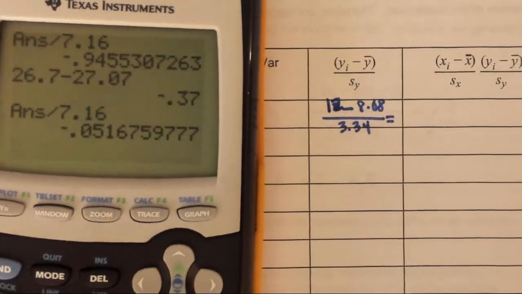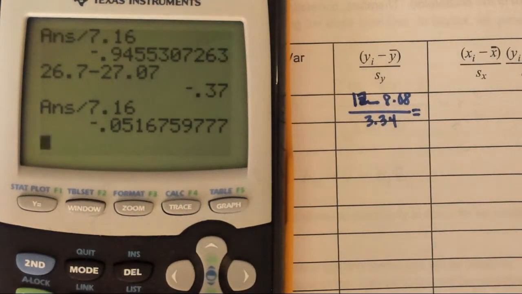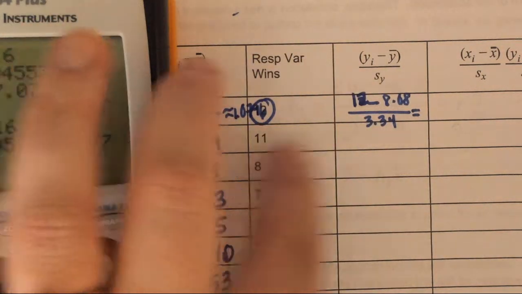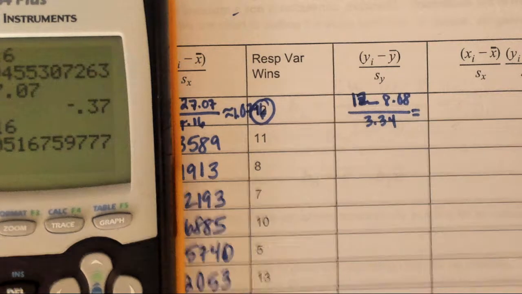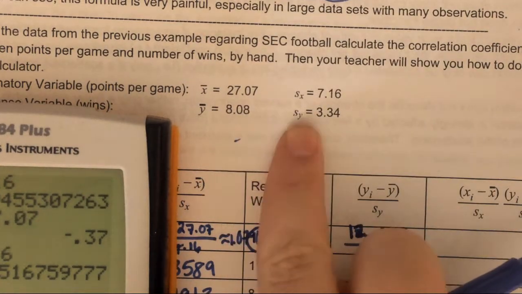Okay. So everyone understands where I got the 8.08 and the 3.34 from? And so I've done 12 minus, and on the next one, since it's 11, I'll do 11 minus 8.08 divided by 3.34. I'm using the Y bar and the SY given.